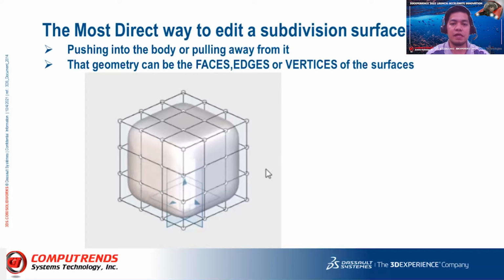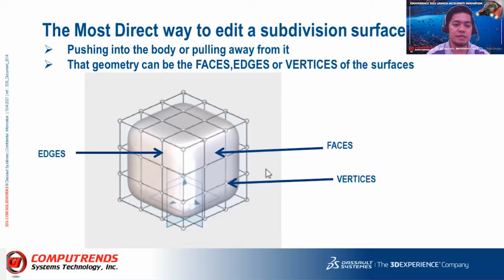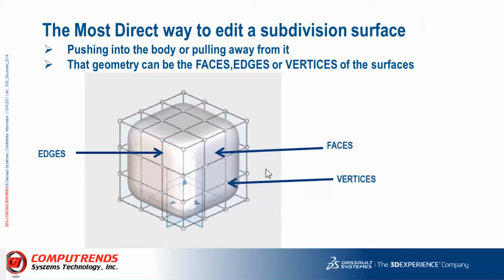So we can manipulate the geometry by selecting faces, edges, and then some vertices. You can select vertices, then push into the body or pull away from it.